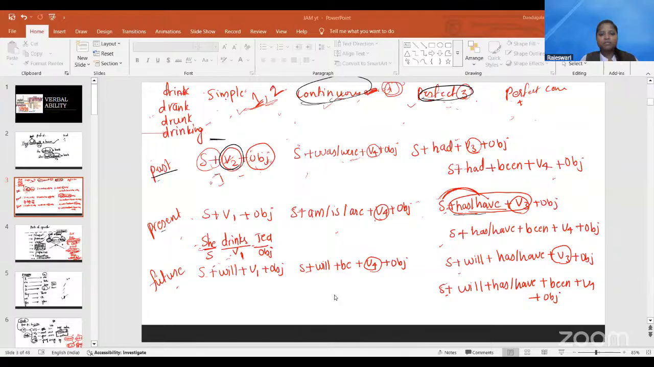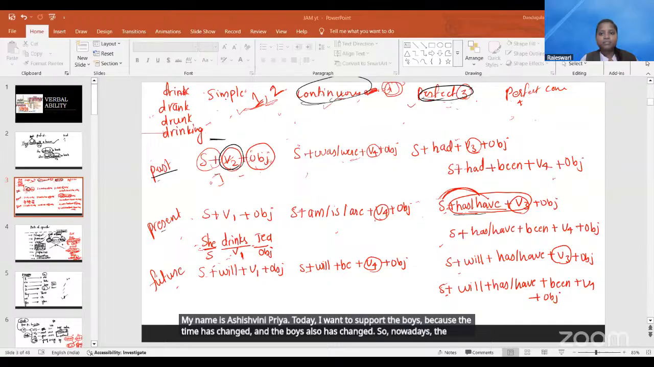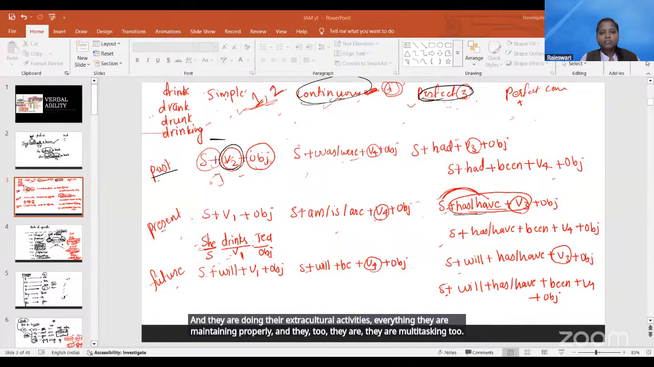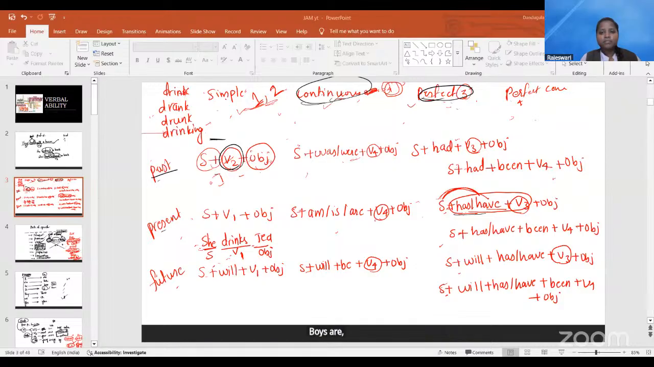My name is Ashishwini Priya. Today I want to support the boys because the time has changed and the boys have also changed. Nowadays the boys have become very good at multitasking, and they are doing the house chores, maintaining their work, and doing their extracurricular activities. Everything they are maintaining properly. In this aspect girls and boys are equal, but boys are one point greater than girls, I think.